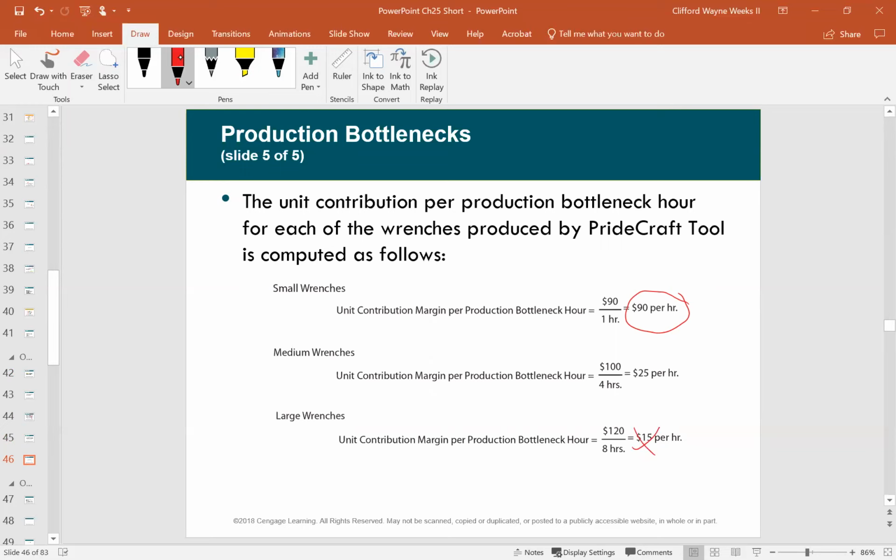And so should we just make small wrenches? No, because we also have to take into account, as we talked about earlier, the product mix. Every time Pride Craft Tool sells wrenches within a year, they're probably going to sell maybe 5 to 2 to 1. We talked about this when we talked about the sales mix, and we want to incorporate that sales mix in order to maximize our profitability.